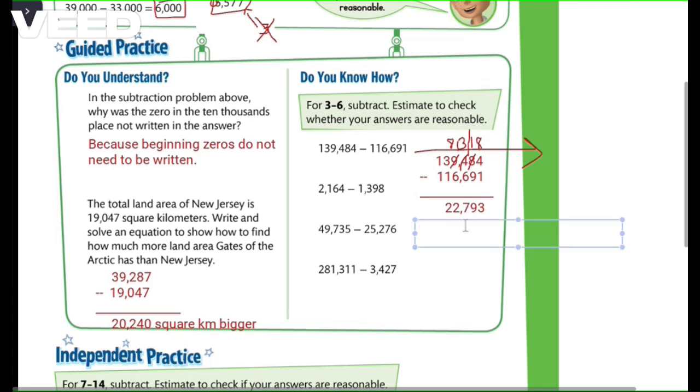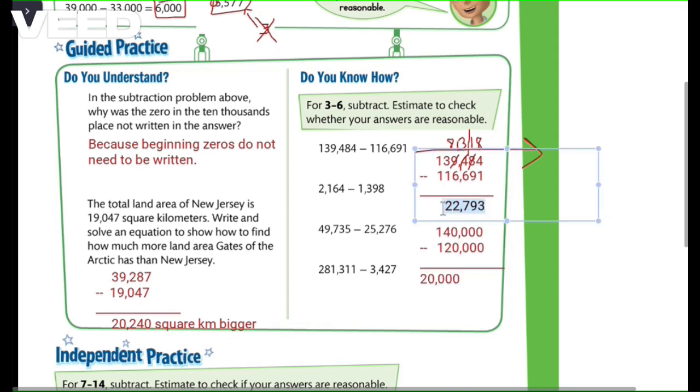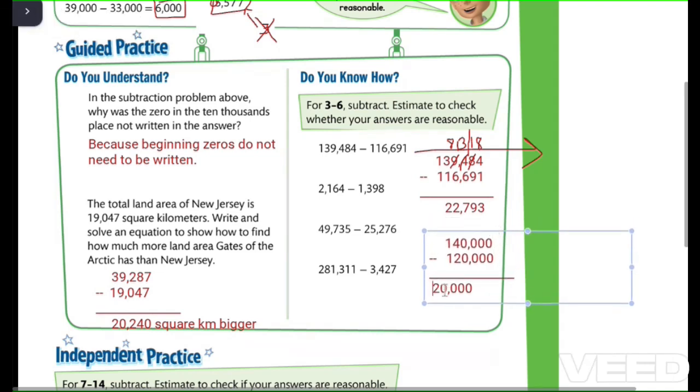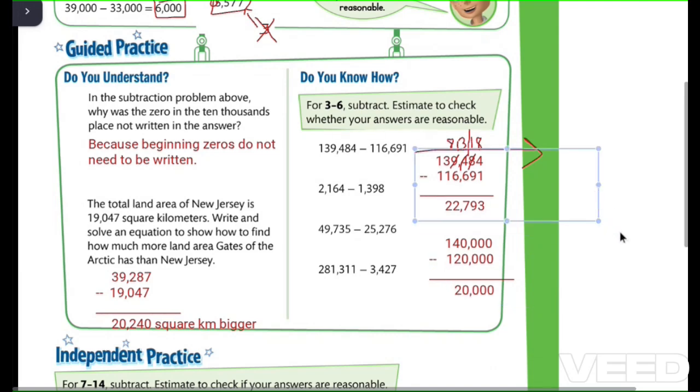Let's round the first number to 140,000. Let's round the second number to 120,000. We're rounding to the nearest 10,000. And the answer to that is 20,000, which is close enough to our 22,793. Let's try all of these problems in the same way. And again, you may need to use your math notebook for extra space.